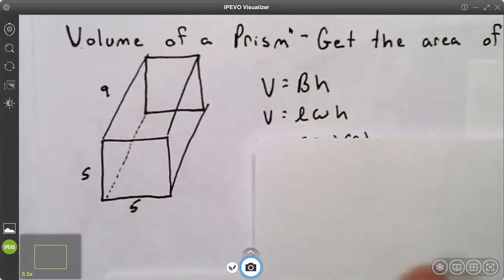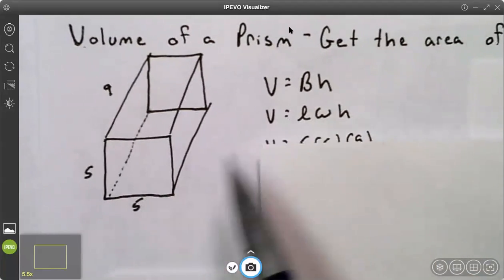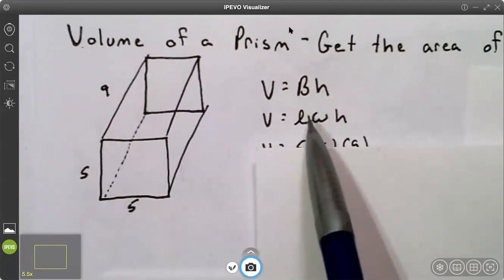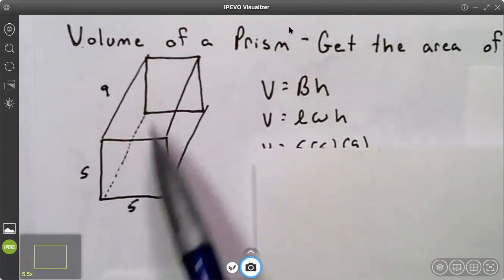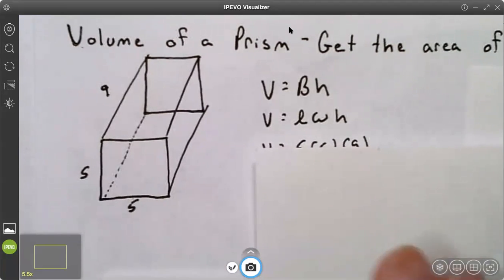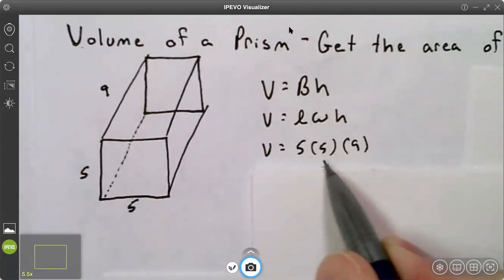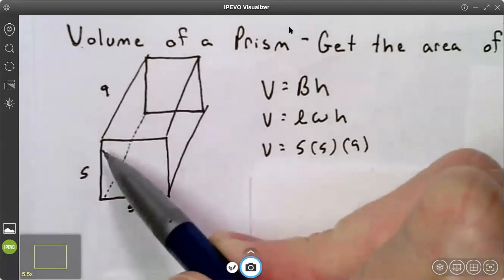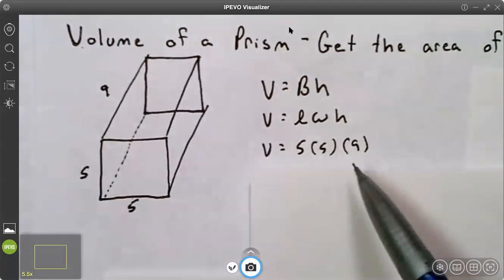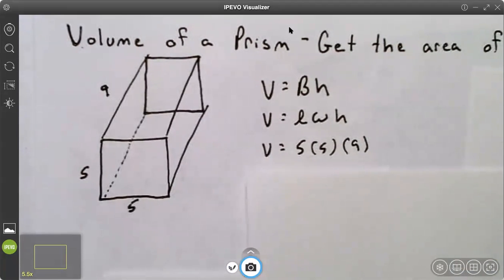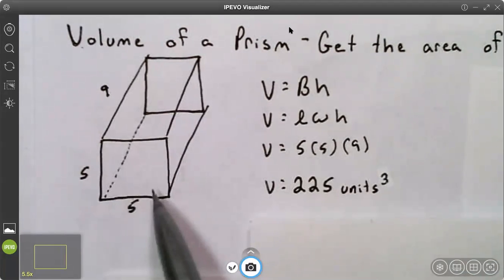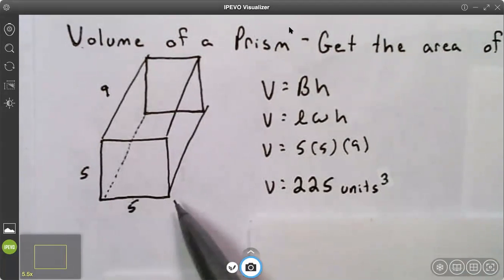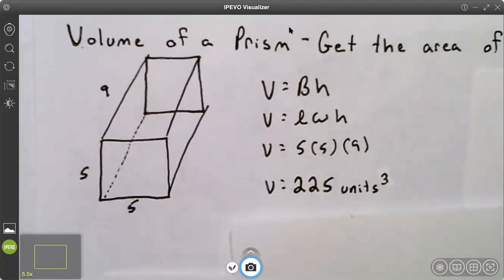On example number 1, the volume of a prism is big BH. Big B on a rectangular prism breaks down to length times width. The length and the width of my square base is 5 and 5. So I plug 5 and 5 in for my length and width. And the height or depth of the prism, the distance between the two square bases, is 9. So I plug 9 in for height. You can just multiply those three numbers together. Or you could have said 5 times 5 gives you an area of the base of 25 square units, then multiplied it by 9 to get cubic units if you would have liked.